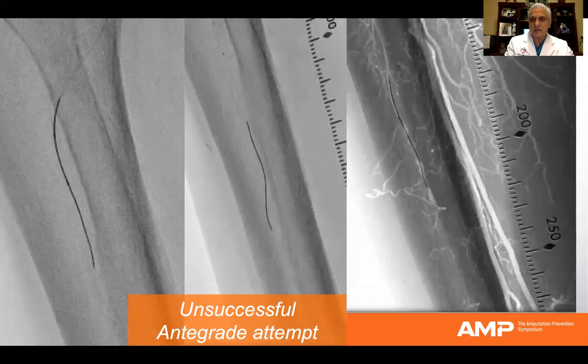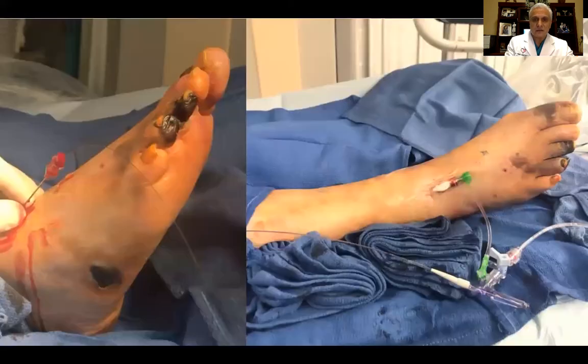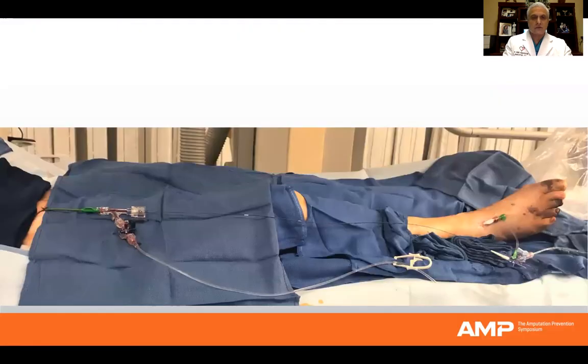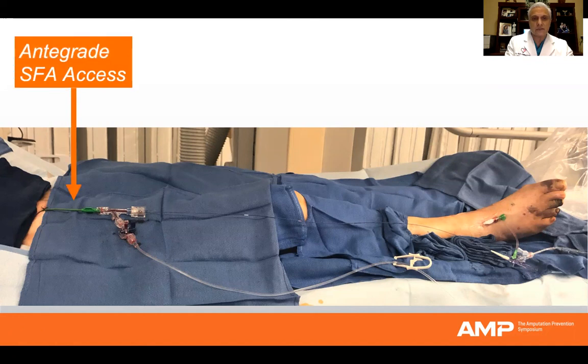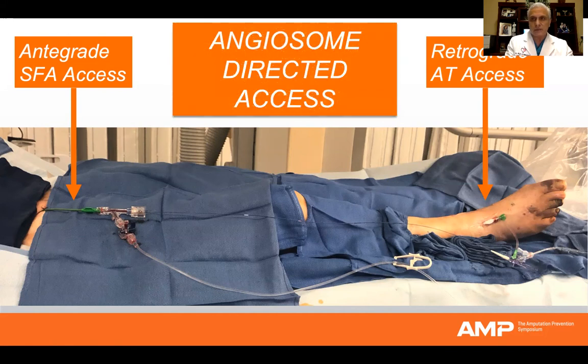In this case, unable to get through, so we went under ultrasound for a dorsalis pedis, anterior tibial artery access. Distally, as you can see, access was obtained and a sheath was placed. So to give you an idea about the accesses, here you can see we have an antegrade access with a 6 French sheath, unable to get through, and then we got a retrograde access to the anterior tibial. So this is angiosomal directed access. It could be more than one. The purpose is to cannulate the angiosomal vessel, which gives us the best results.